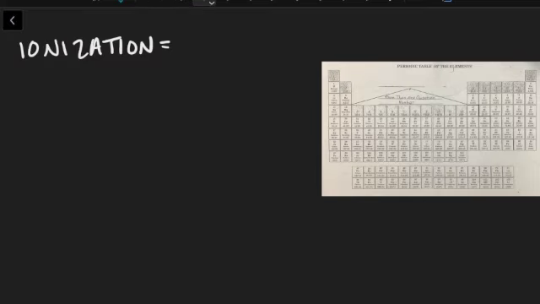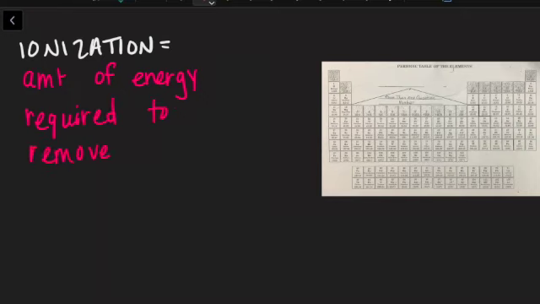Ionization, which you should know is the amount of energy required to remove an electron. So we're going to think about this totally logically using valence electrons on your periodic table.